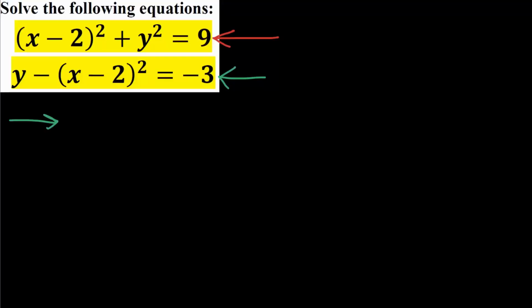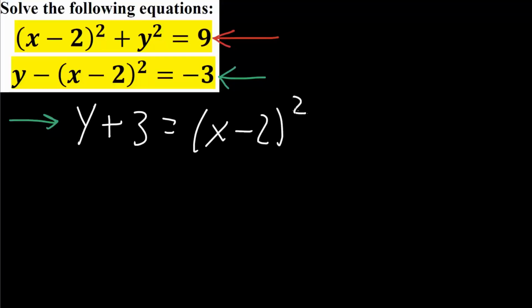By rearranging, what I'm going to get here will be y plus 3. I'm moving this minus 3 over to the left-hand side, and I'm moving this minus (x minus 2) squared to the right-hand side. And so I'm going to get (x minus 2) squared. This is actually going to be important when we solve, so I'm going to put a star by it.